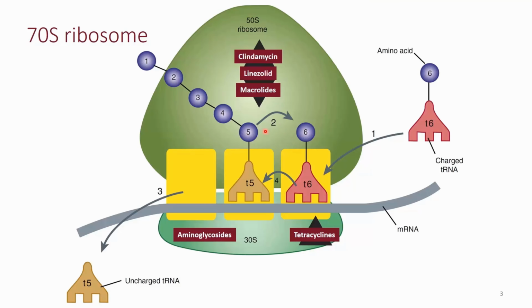As a result, protein synthesis will be inhibited. Other antibiotics that are important are also tetracyclines and aminoglycosides, which will bind to the 30S subunit and will also inhibit protein synthesis. So as you can see, aminoglycosides and tetracyclines will basically compete for the same site, which is the 30S, whereas clindamycin, linezolid, and macrolides basically compete for the same site in the 50S subunit.